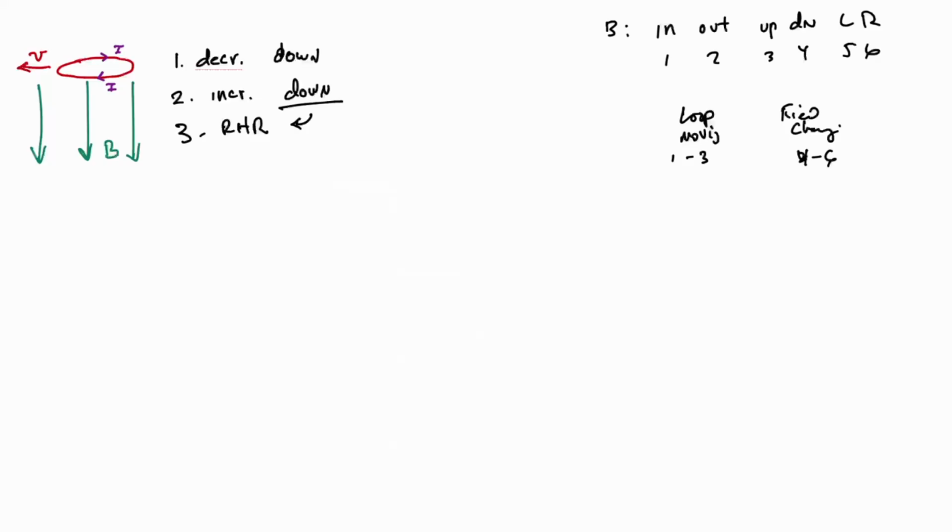2. 2 was out. So the B field is out. Out is dots, right? Okay. Roll for me. Got a 5, so the field is changing. 1 through 3, it's increasing. All right, so B is increasing, and the loop is sitting still, not moving.